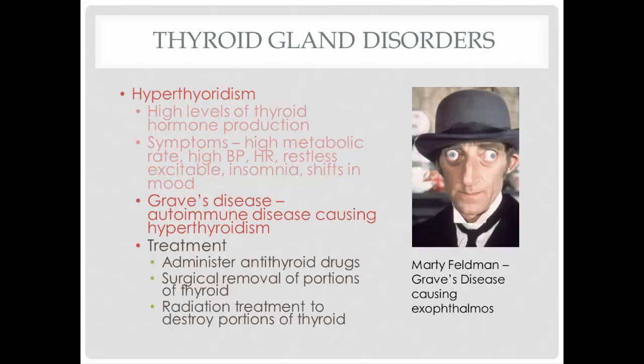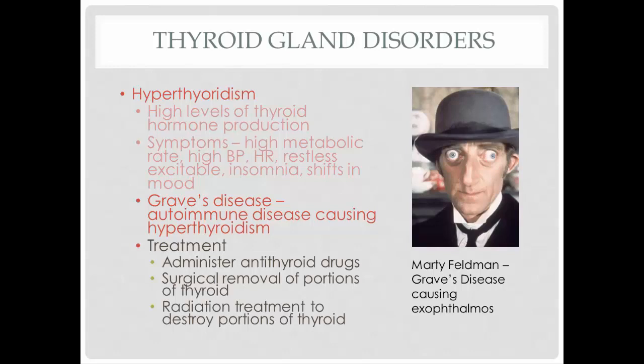A type of hyperthyroidism called Graves' disease is actually an autoimmune disease. Now, autoimmune means that the immune system is attacking itself instead of attacking foreign things, it attacks its own cells. And so those antibodies that are made by the immune system actually attack the thyroid gland and get the thyroid gland to produce too much thyroid hormone, and therefore you have hyperthyroidism.